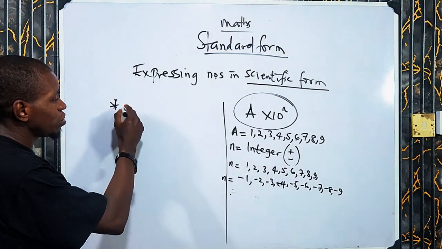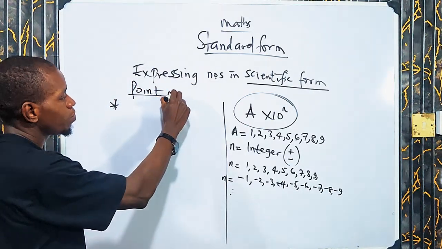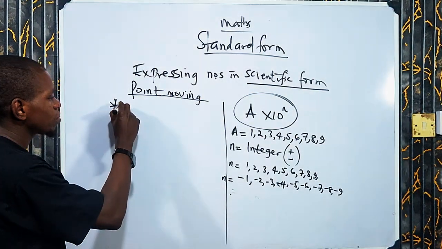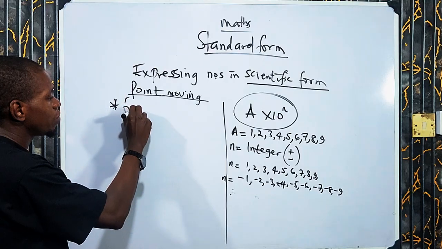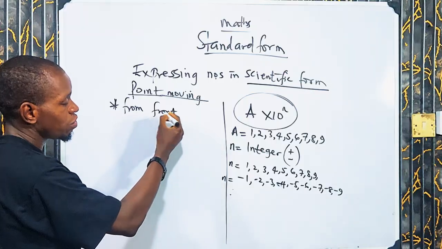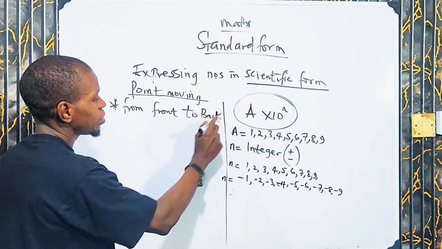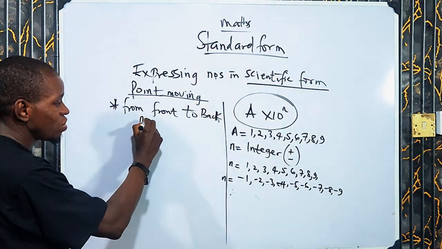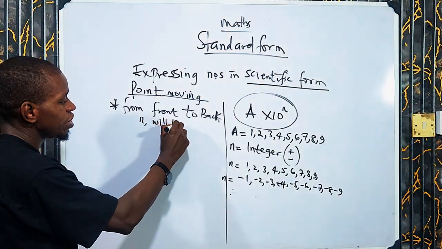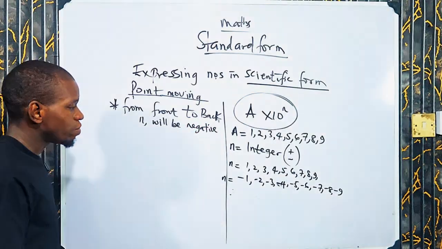We are talking about moving the point. I'll be explaining what we call points moving. This is what I want you to take note of. If you're moving the point from the front, from where the number is, to the back, front to back, please, the n will be negative. So your n must be negative.